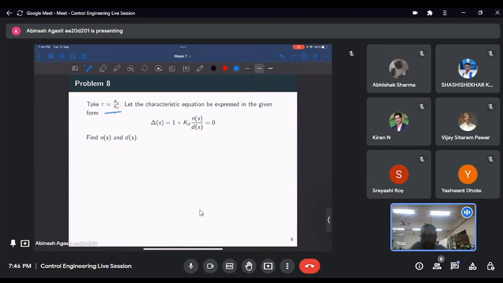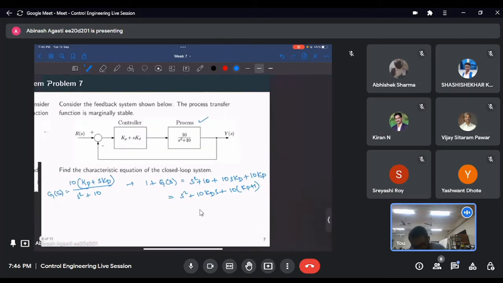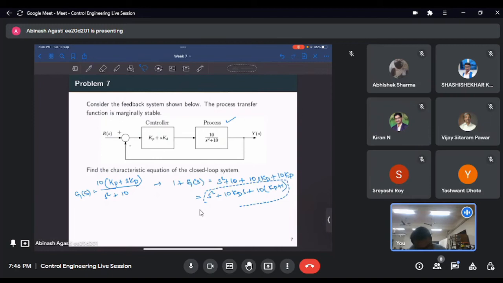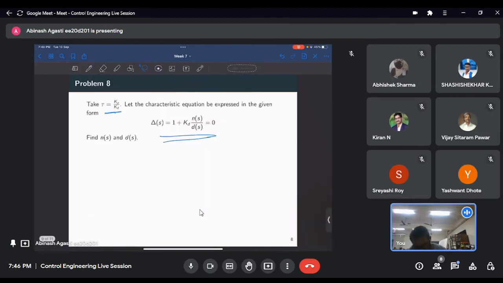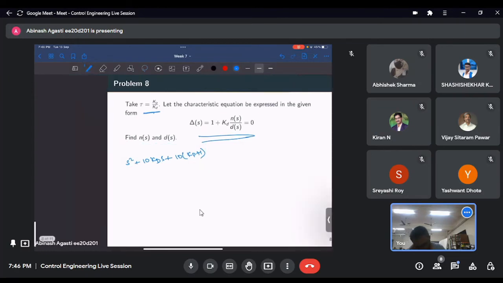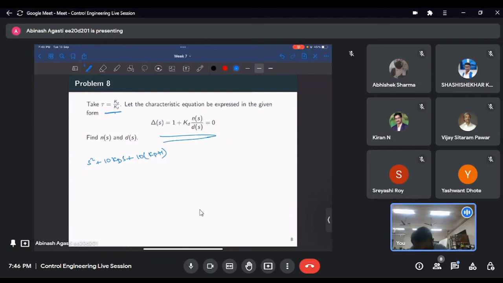Take tau as Kp by Kd and let the characteristic equation be expressed in this given form. So we had this as the characteristic equation. Express it in this form: 1 plus some constant into n of s by d of s. So since tau is equal to Kp by Kd, we have that Kp is equal to tau Kd. Now using this, tell me what this should be in that form.